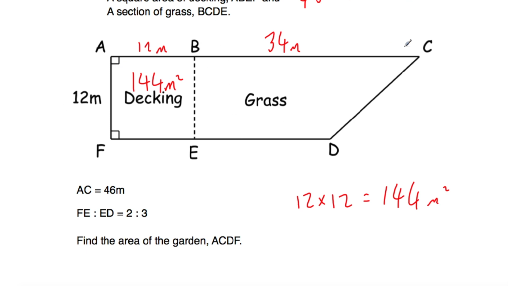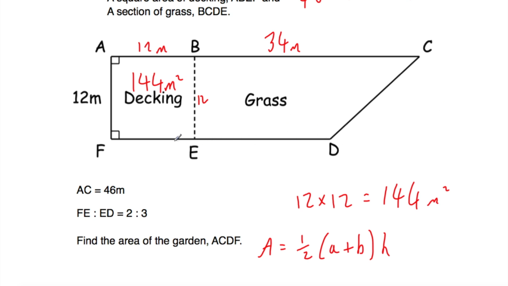Now the area of the grass, this is a trapezium, and the area of a trapezium is equal to a half (A plus B) times H. That means the sum of the two parallel sides, so that's going to be 34 plus this distance here. We're then going to half that and then times by the height, the distance between them, which is 12. So we need to find the length of this side here, this ED.